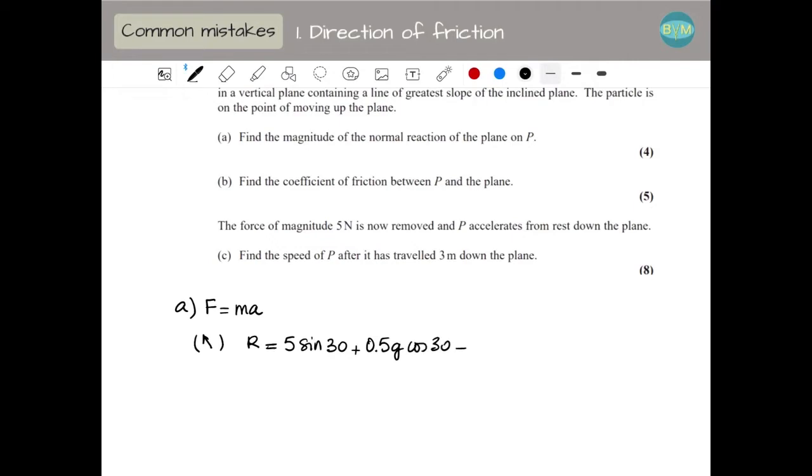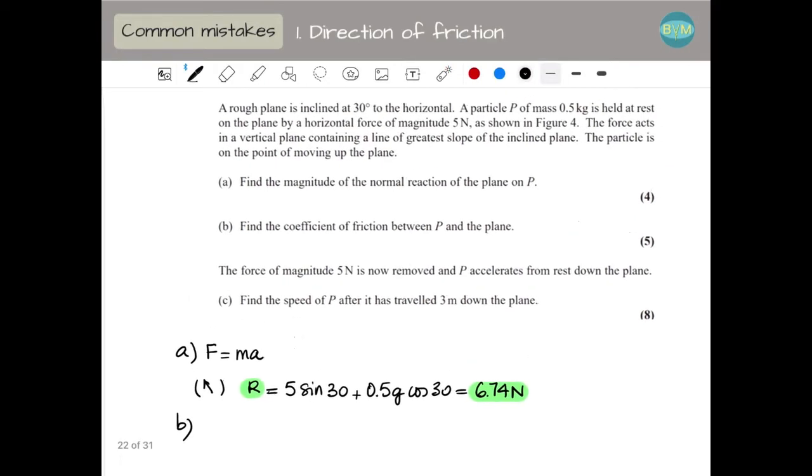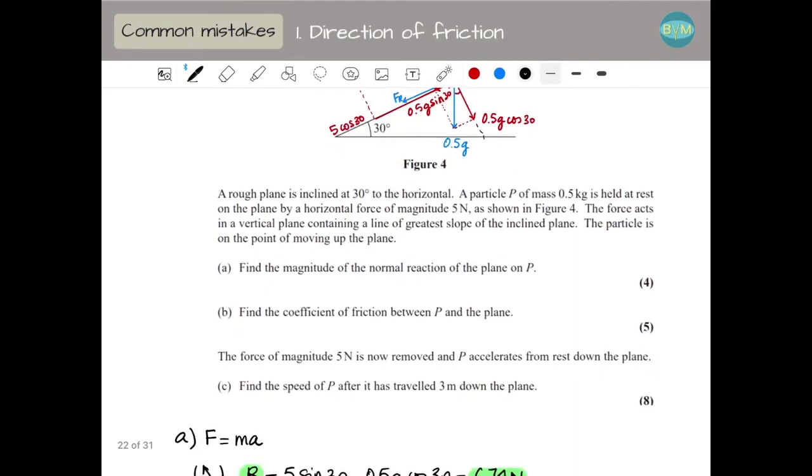If we do that with the calculator, because we know all the values, this is going to be 7.74 newtons. So far, no problems with this part of the question. Then, for B, they ask, find the coefficient of friction between P and the plane. We said that the particle is on the point of moving. It says here, the particle is on the point of moving up the plane.